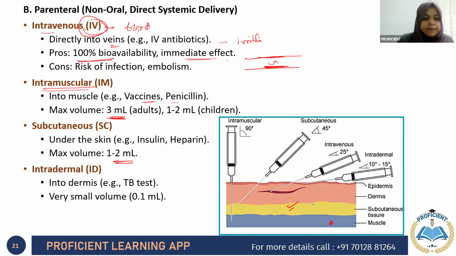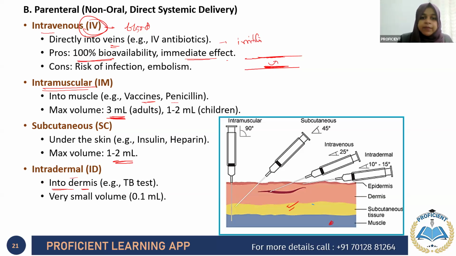We infuse drugs. Then you have intradermal. You might have seen the TB, tuberculosis vaccine. How is it given? Intradermally, just beneath the skin, introduced into the dermis portion. Clear? IV, IM, SC, intradermal.